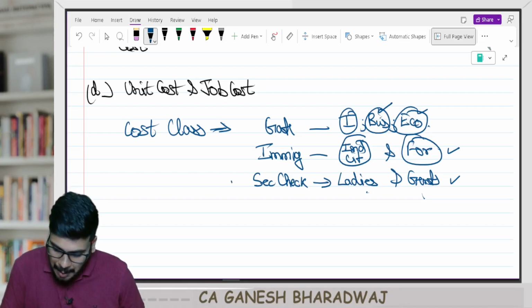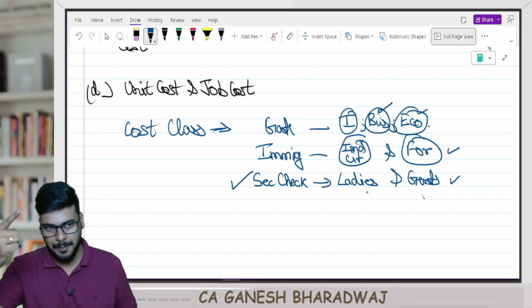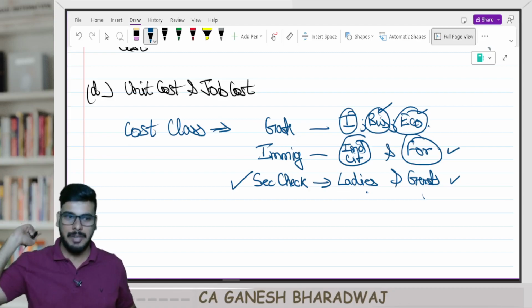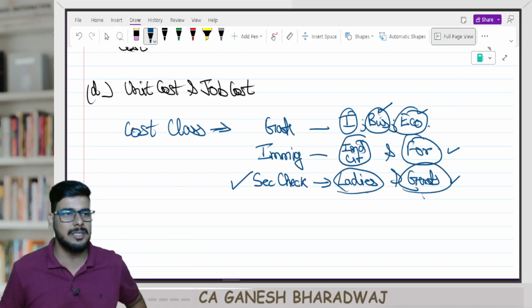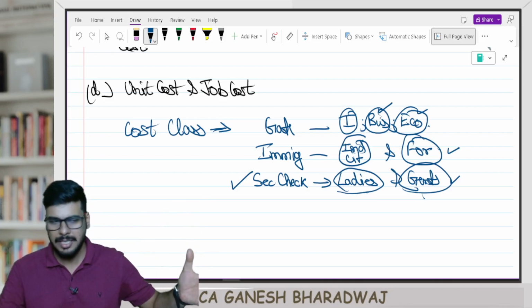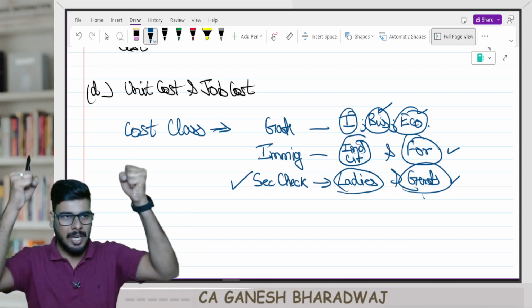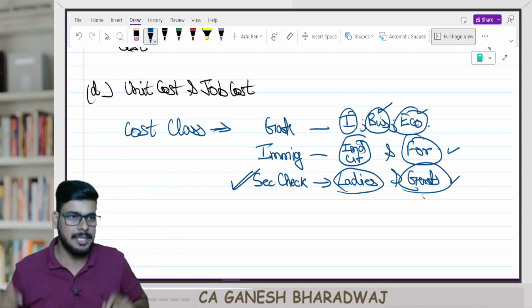Because the purpose that I want to achieve in a security check is different. Based on the purpose that I want to achieve in a security check, it makes sense only if I classify human beings as ladies and gents, correct? Here I'm not bothered about whether you're a first class passenger or an economy class passenger. For me here, it has to be done because the checking procedure for ladies is different, and for gents is different. For me to achieve this objective of security checking, it needs to be classified in a certain way.